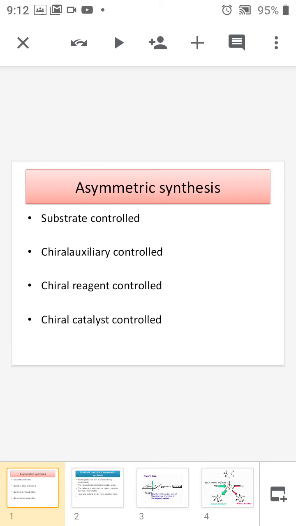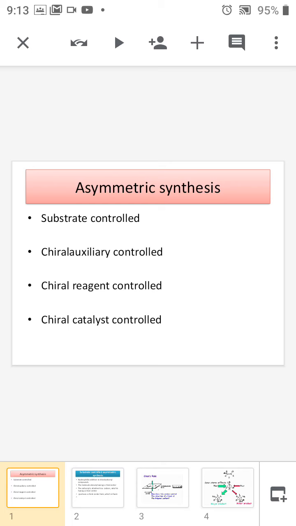Substrate controlled means the starting material of the asymmetric synthesis must have a chiral center, and that chiral center will decide the newly generated chiral center in the product. The second variety is auxiliary controlled asymmetric synthesis. Auxiliary controlled asymmetric synthesis means sometimes the chiral center present in the starting material is a very small molecule. That means the starting material is a very small molecule.